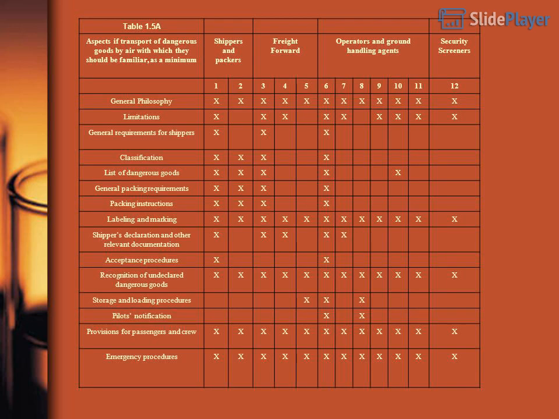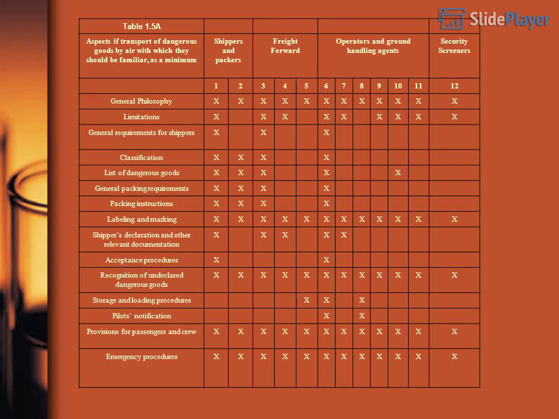Operators and ground handling agents. Table 1.5a. Aspects of transport of dangerous goods by air with which they should be familiar, as a minimum. Shippers and packers. Freight forwarders. Operators and ground handling agents. Security screeners.